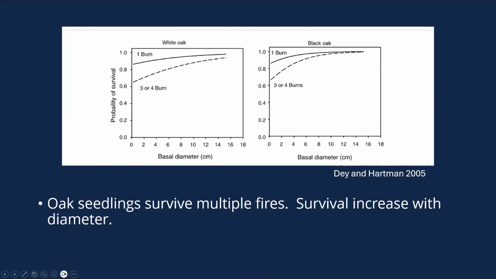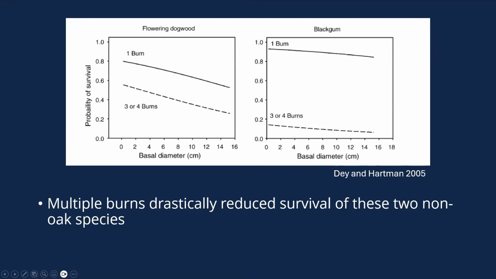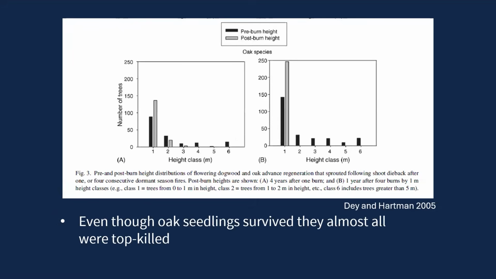And we don't see the same thing with other species. I'll just note black gum here: one burn, it's 90 plus percent survival, and then it's way down around 15% survival after multiple burns, right? And so we definitely see certain tree species just not surviving multiple burns, where oaks tend to survive well. Again, they survive well, but they often die to the ground and have to sprout back.